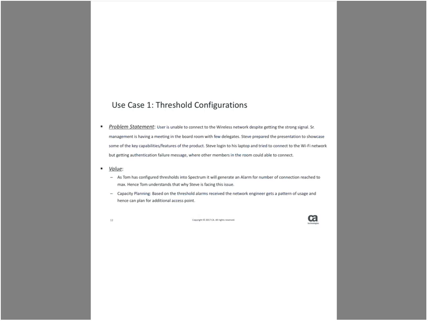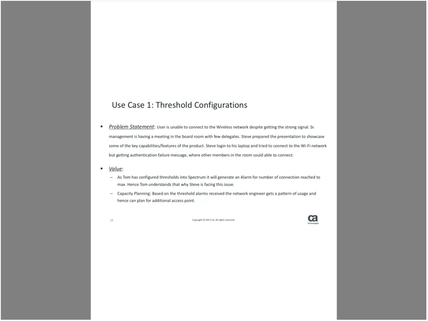Let's assume a scenario where a user is not able to connect to a wireless network despite getting a strong signal on his laptop. This meeting is happening in a boardroom of a bank, with delegates sitting there. Steve is the person who wants to do a presentation to showcase the key capabilities of the bank products, but he's unable to log in through the laptop. He's unable to connect to the Wi-Fi network and is getting an authentication failure message.